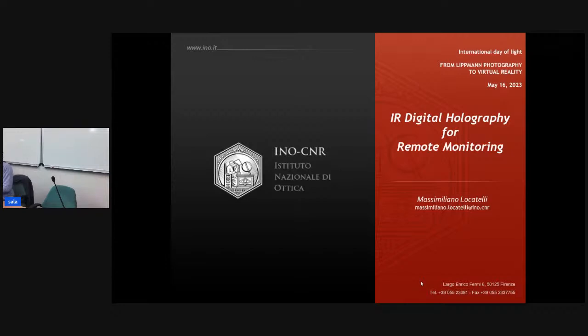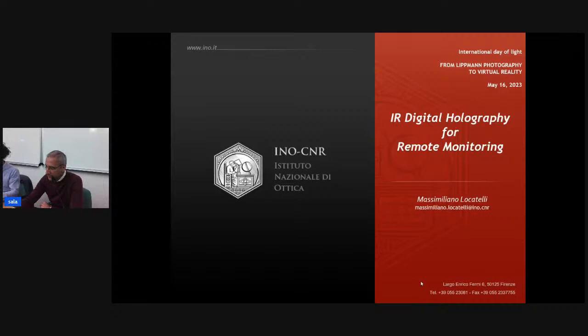And for the first talk, we have Massimo Locatelli, Massimiliano Locatelli, scusa. He's a researcher at the National Institute of Optics. He works mainly in the field of digital holography and in particular in infrared digital holography and its application for remote monitoring. The title of his talk is Infrared Digital Holography for Remote Monitoring. Please, Massimiliano. Thank you, Thomas.